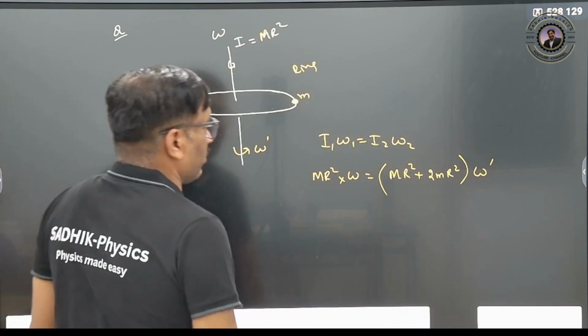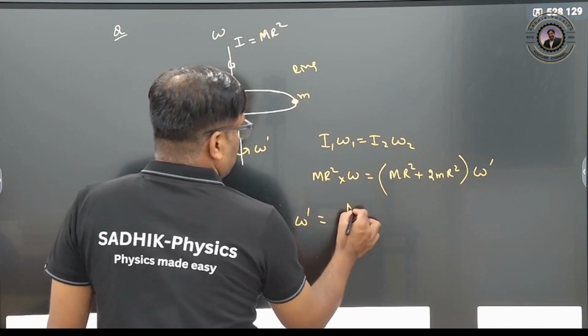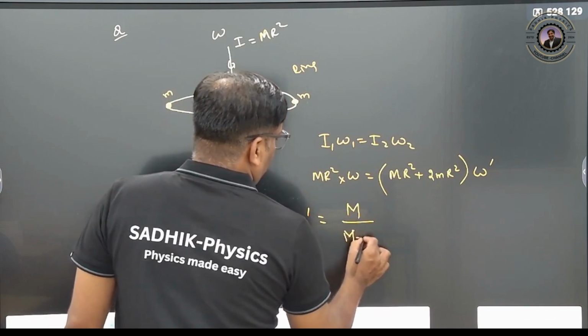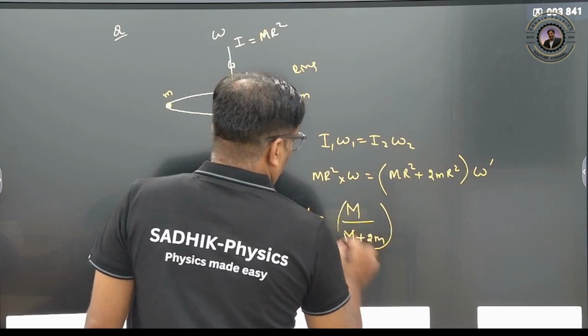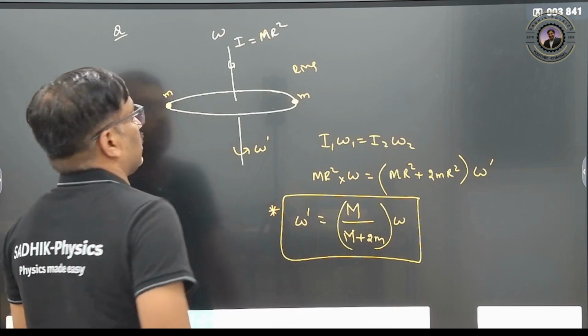By conservation of angular momentum, r square is taken common and cancelled. So omega dash can be written as M by (capital M plus 2m) into omega, which will be your final angular velocity.